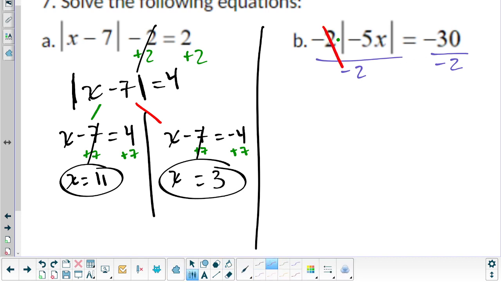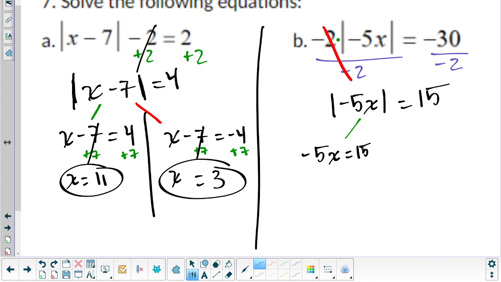That means on the left, they're going to cancel. And I'm left with just the absolute value of negative 5x equals negative 30 over negative 2 is 15. Negative times a negative is a positive, same as dividing. And then I use the same logic. I know that this inside, negative 5x, well, if it's positive 15, then the absolute value of it is 15. Or if negative 5x is negative 15, that'll also work because I'm taking the absolute value of it. In both cases, I'm going to divide by negative 5.